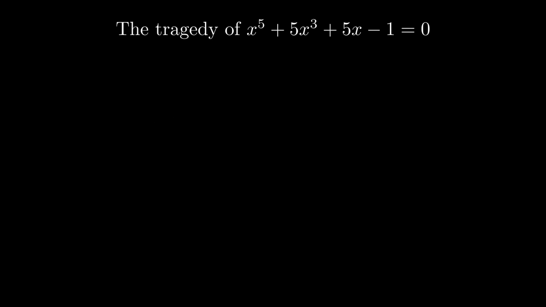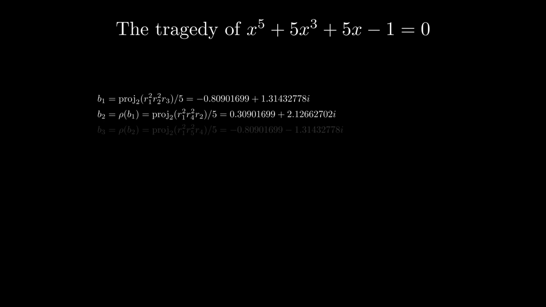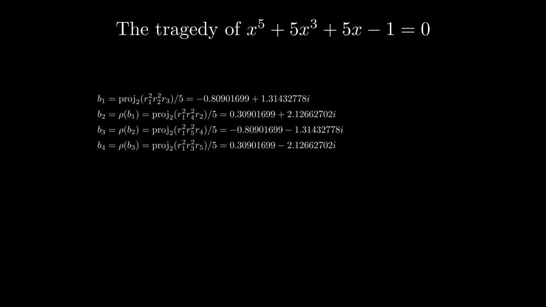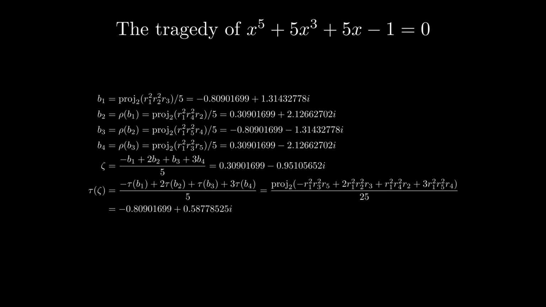And then we compute the roots and the bi's, and the first one is negative 0.809 plus 1.314i. The other three, in some order, are these complex numbers. It turns out that it needs to be in this order because swapping b2 and b4 here doesn't give a root of unity. But in any case, we get zeta being this particular one, and applying tau can be done with the values of bi in terms of ri. We get this complex number, which is approximately zeta cubed.